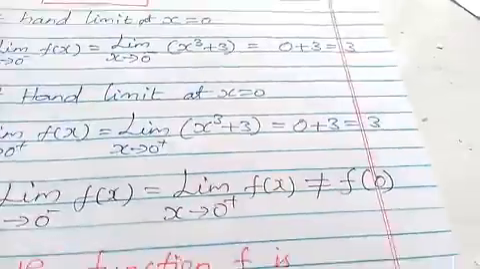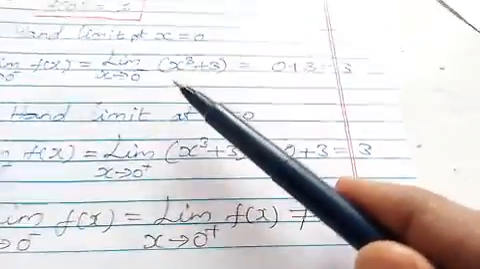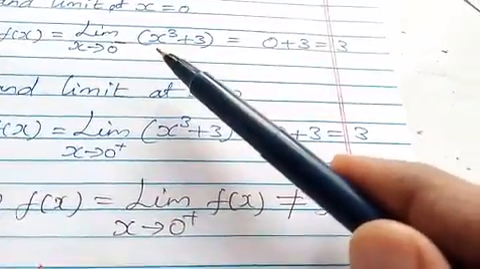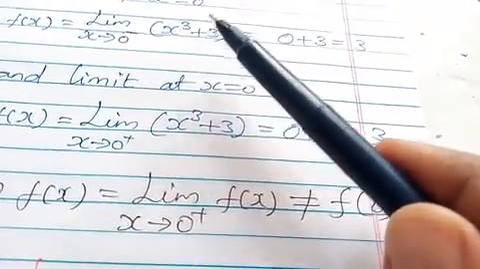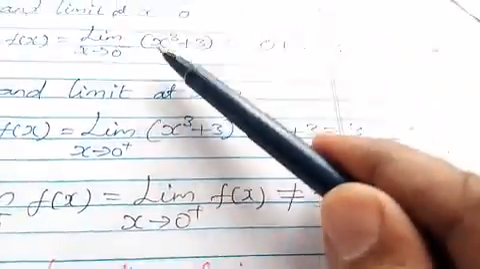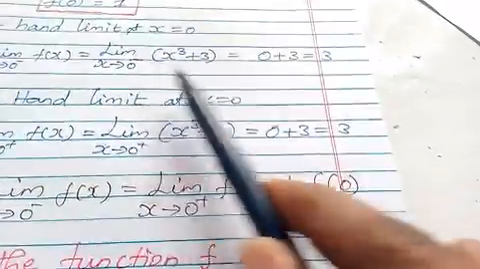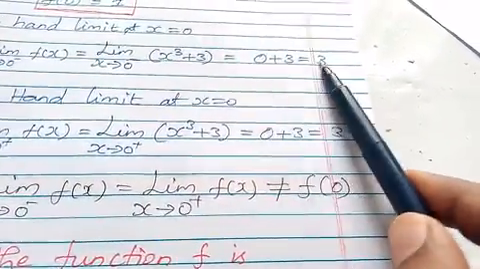Suppose you can think minus 0.9, minus 0.1, minus 0.0001, anything. It is not equal to 0, right? So x cube plus 3. So x value you put 0, the answer is 3.